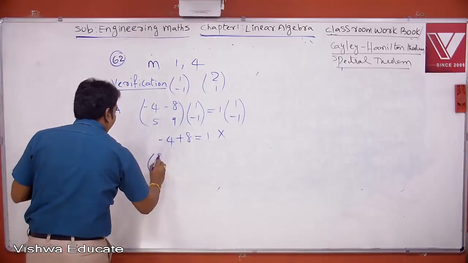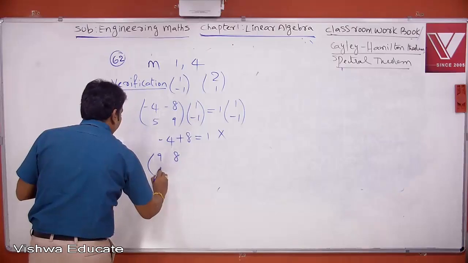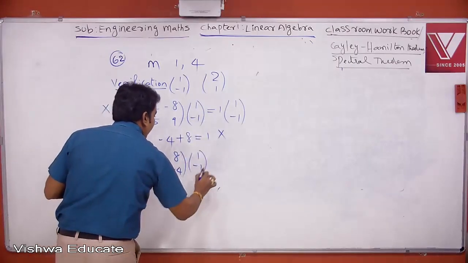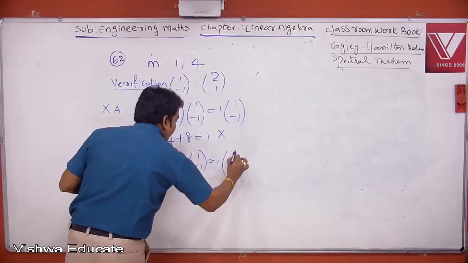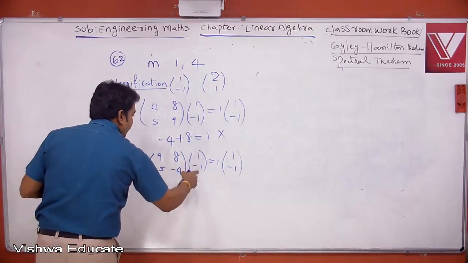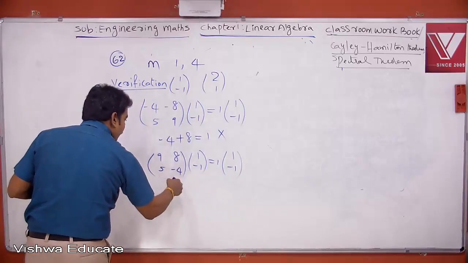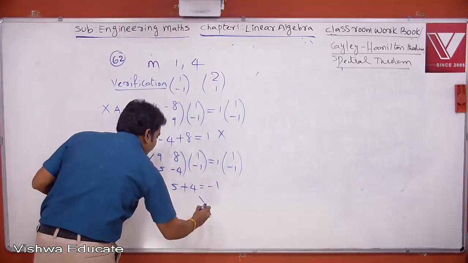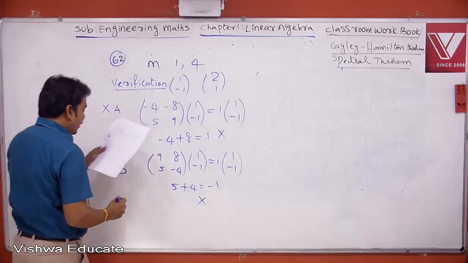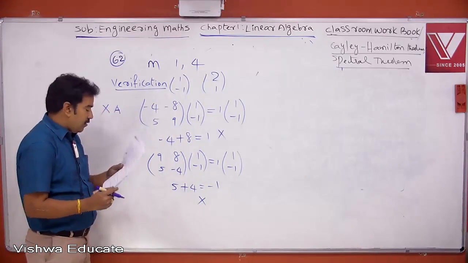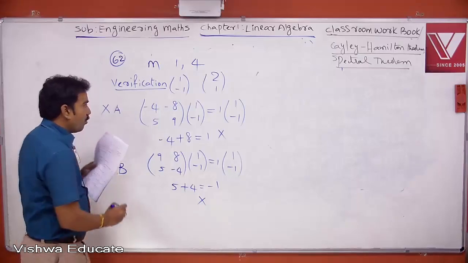Option B is 9, 8, 5, minus 4 times 1, minus 1, which should equal 1 times 1, minus 1. Expand the first row, you will get 9 minus 8 equal to 1. But when you expand the second row, you will get 5 plus 4, which is not minus 1. This is wrong. Therefore, even for the second option, the eigenvector is not matching. Option B is also wrong.